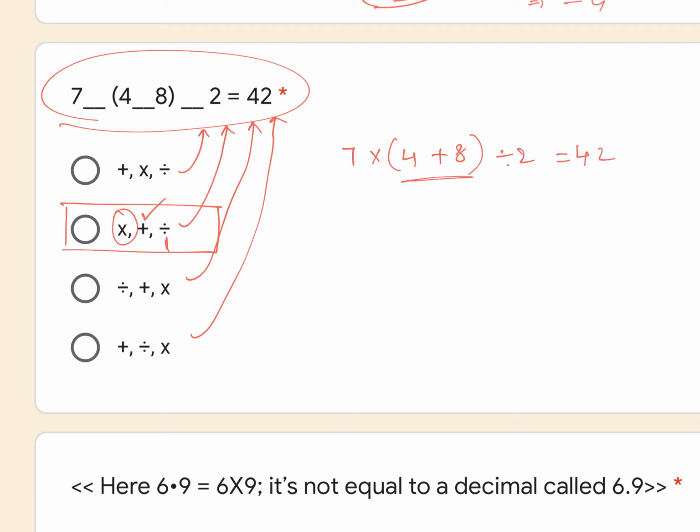So here the brackets have to be solved first. 4 plus 8, 12 into 7 divided by 2. So after the brackets we have division or multiplication. Here multiplication comes first, so let us solve this. 7 into 12 is 84 divided by 2, which is equal to 42. Yeah, both are same, so this is the answer, B.